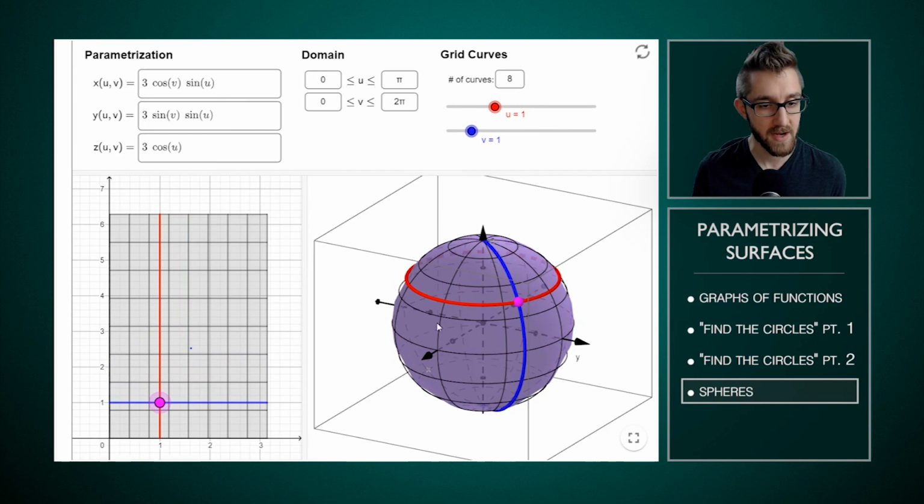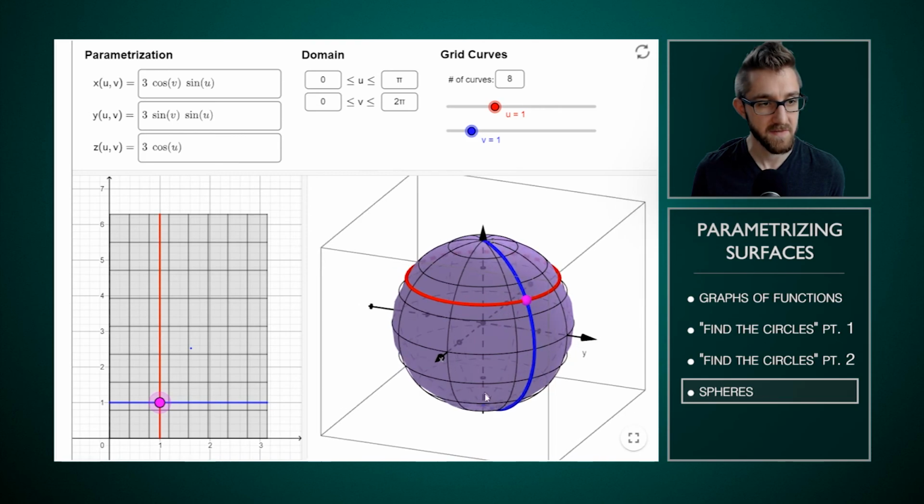So the red curves here are fixed u curves. Remember, u was like phi. And the blue line here is a fixed v curve. Remember that v was like theta.